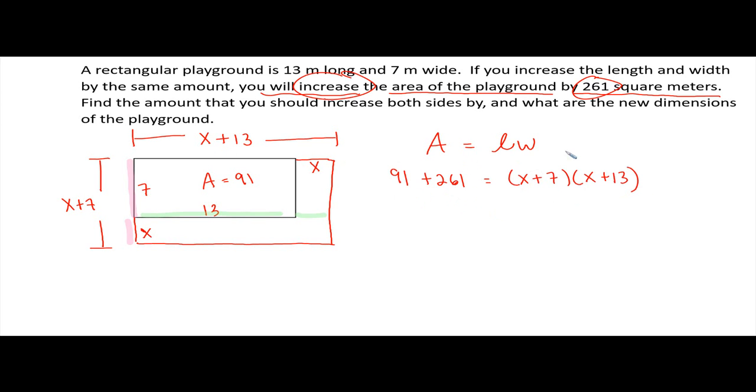So what you want to do next is multiply on the right side here. Let's multiply that out. We'll get x squared plus 13x plus 7x, so that'll give us 20x. 7 times 13 is 91. And on the left side, if we add those together, we get 352. Now, since we have a quadratic, we want to make it equal to 0 so we can solve it. So we end up with x squared plus 20x minus 261.